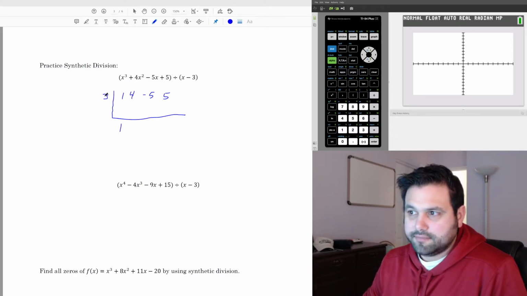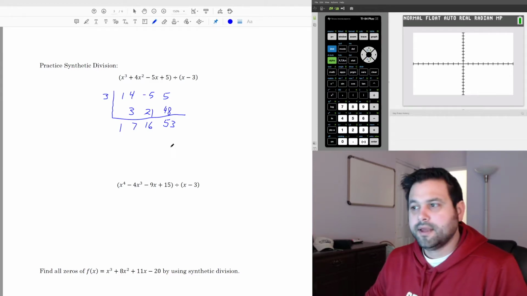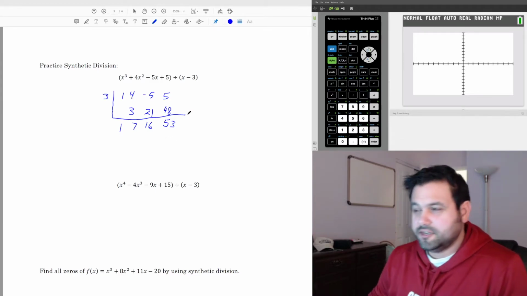And now multiply. 3 times 1, 3. Add. So now I got 7. Multiply. 21. Add. 16. Multiply. 48. Add. 53. Okay. Now, those numbers might sound familiar to you.